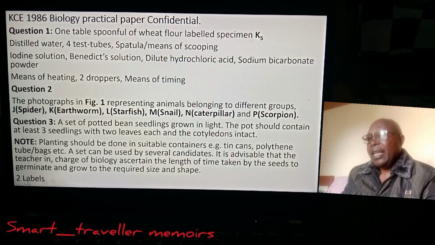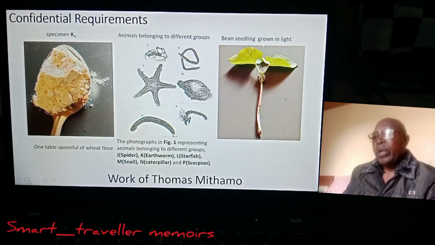Question 3, you are required to have a set of potted bean seedlings grown in light. The pot should contain at least 3 seedlings with 2 leaves each and the cotyledons intact. In this question 3, for you to have done it well, planting should be done in suitable containers, e.g. tin cans, polythene tubes or bags, etc. A set can be used by several candidates. It is advisable that the teacher in charge of biology ascertain the length of time taken by the seeds to germinate and grow to the required size and shape before the examination. And here you also required 2 labels.